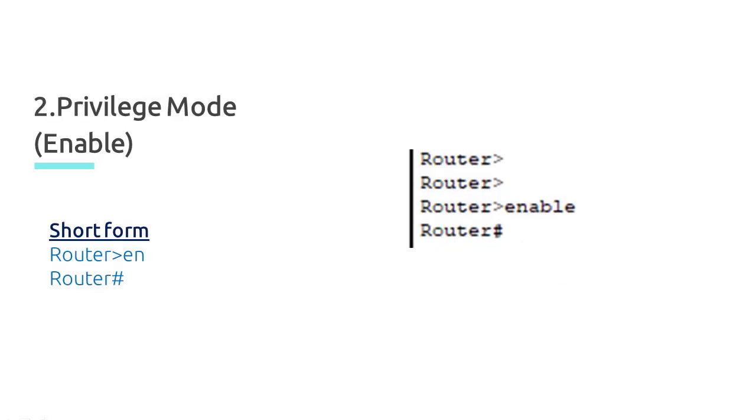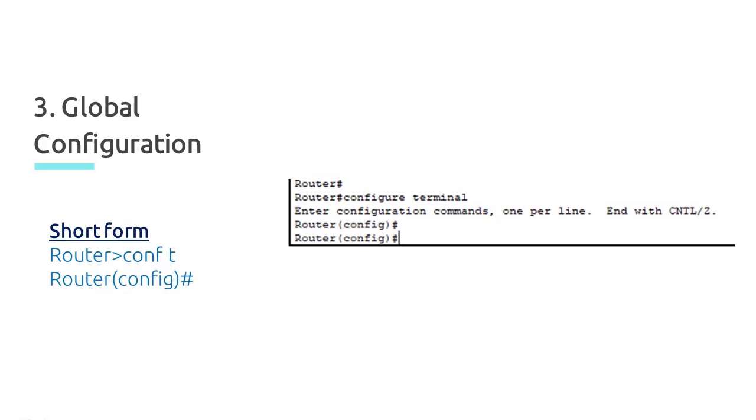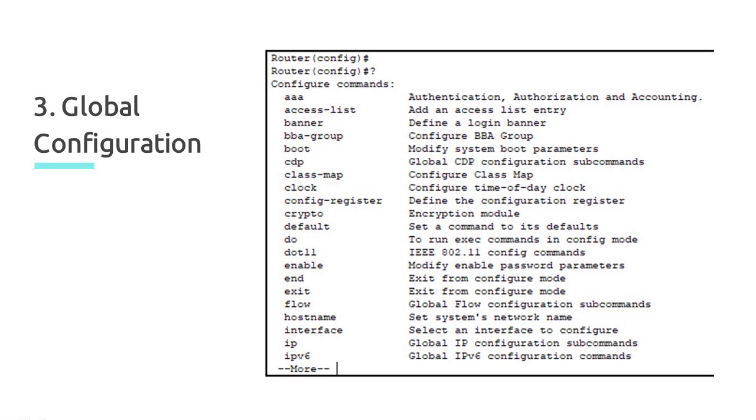Privilege mode. When we are in user mode, by using the enable command we can switch to privilege mode. The short form for the enable command is EN. Question mark, help: here it shows the commands that can be given in the privilege mode. Global configuration mode. When we are in privilege mode, by using the configure terminal command we can switch to global configuration mode. The short form for the configure terminal command is conf t. Question mark, help: here it shows the commands that can be given in the global configuration mode.